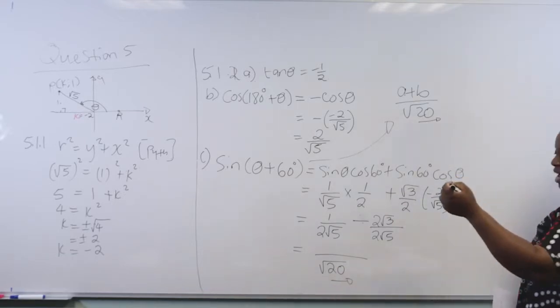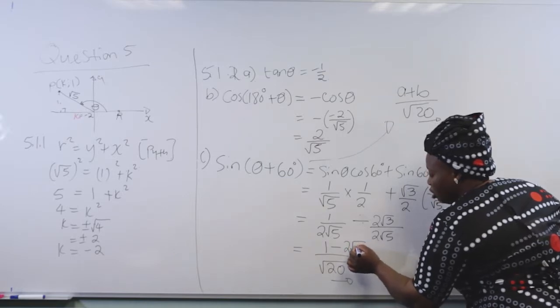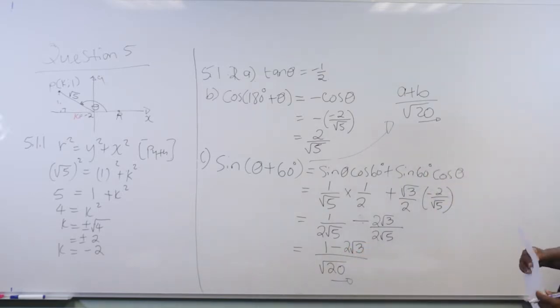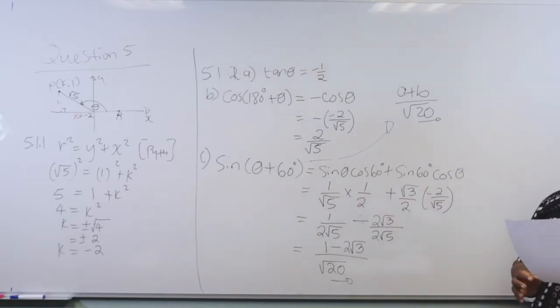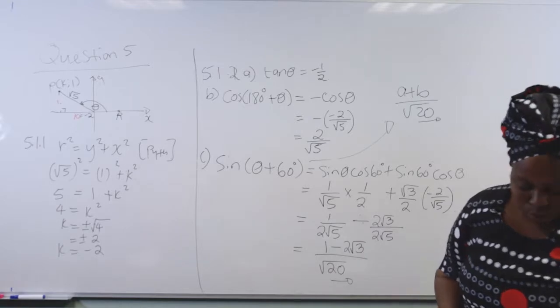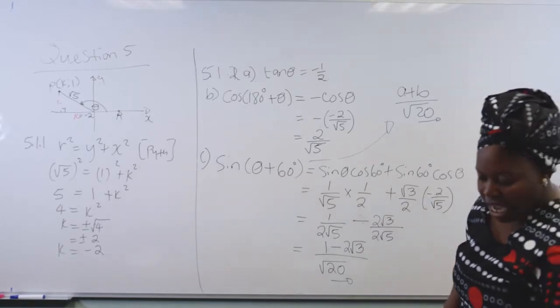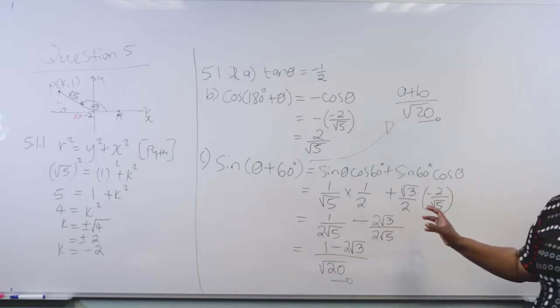Then you add the numerator. This will be 1 minus 2 root 3. And in that way, you have your a and your b and your root 20. Then they give you 5 marks just by doing this one. Folks, this is one of the questions that is unexpected, and most of the time you won't be taught this kind of question. You use logic to get it right.